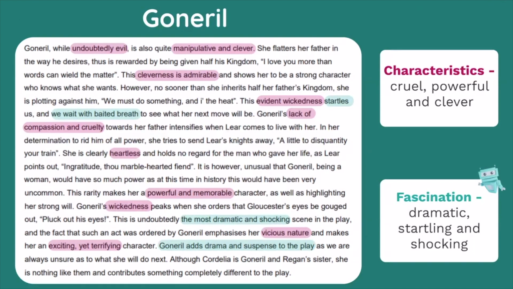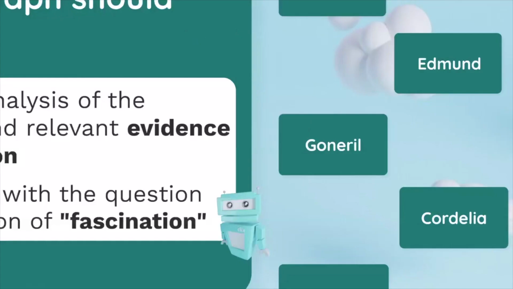And then again, throughout, we haven't forgotten the fascination. Well, it's dramatic, it's startling and shocking. We wait with bated breath. It's a nice way of saying that the audience are really interested to know what Goneril is going to do next. So again, lots of quotation, lots of evidence, and direct quotes about Goneril. But most importantly, we've discussed her character, and then we've talked about the fascination for the audience.